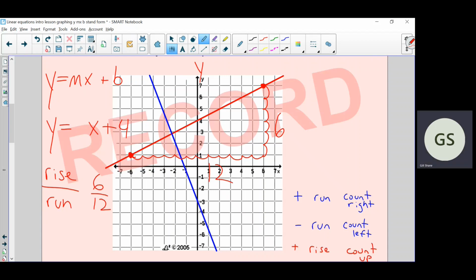So they're both positive numbers. So there's my rise and my run number, which is my slope. But what's wrong with that number? It can be simplified. Yeah, we would never write 6/12 down as the slope. What would we write? 1/2. Yeah. So we divide both by 6 and get that. So that's your equation. That's it. That's all you've got to do.